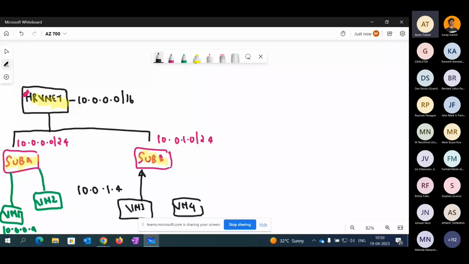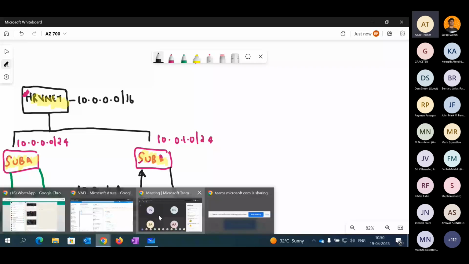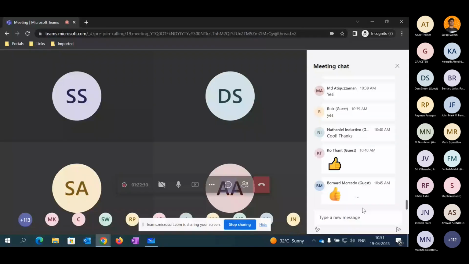What will be the IP address VM4 will be getting? Can you comment it on the chat? If I'm attaching VM4, what will be the range you are getting? What is your observation? If you are attaching VM4, what will be the IP address you are getting?